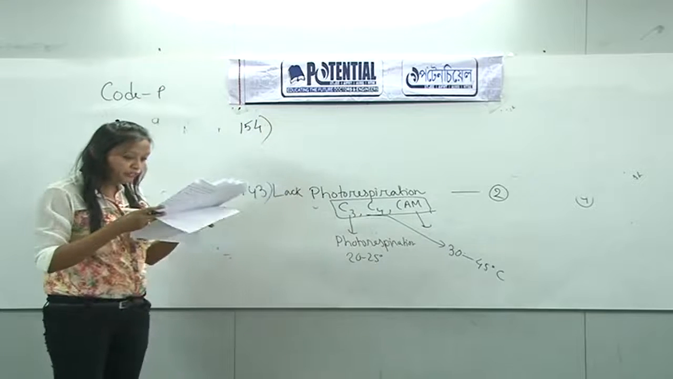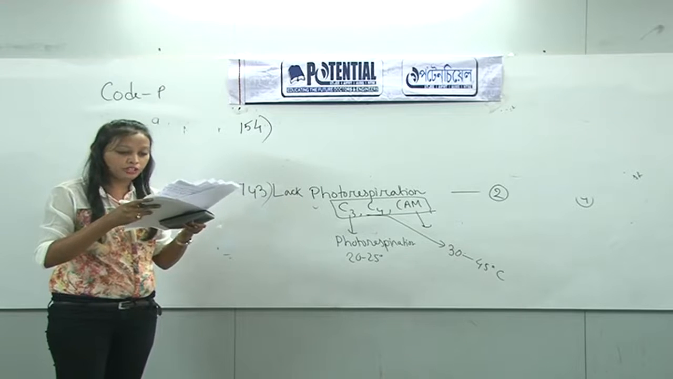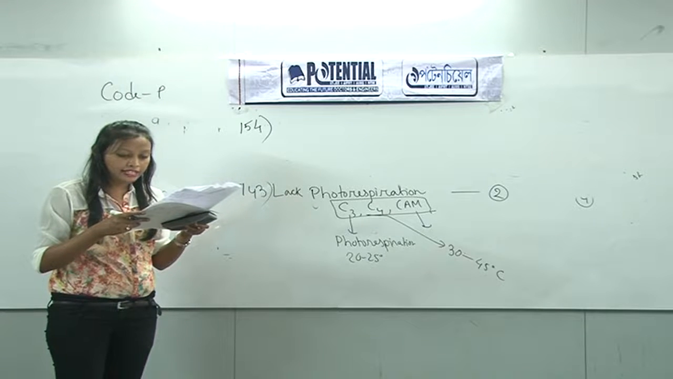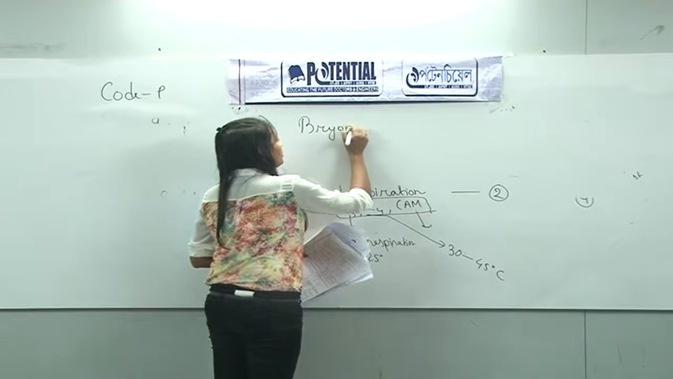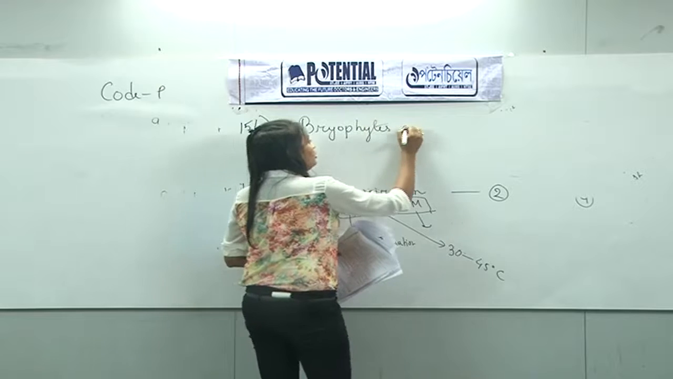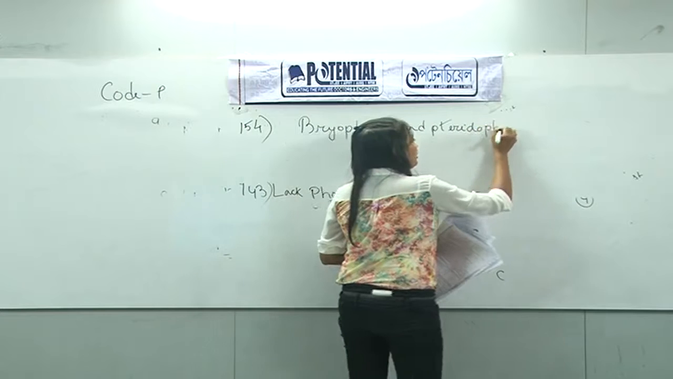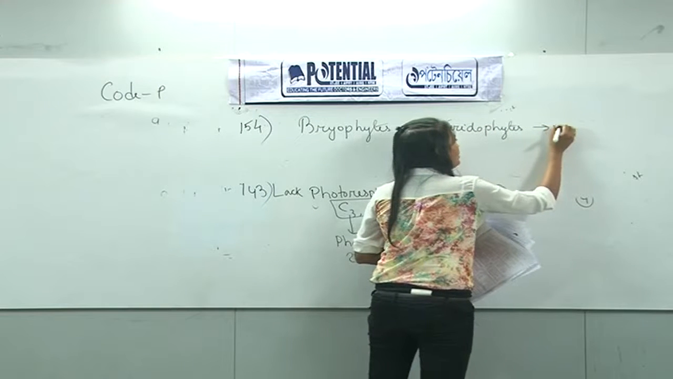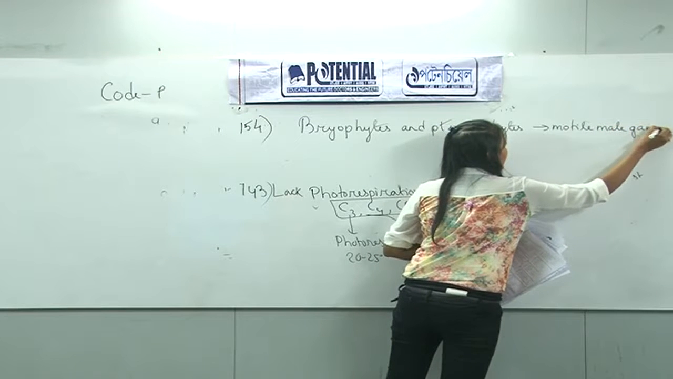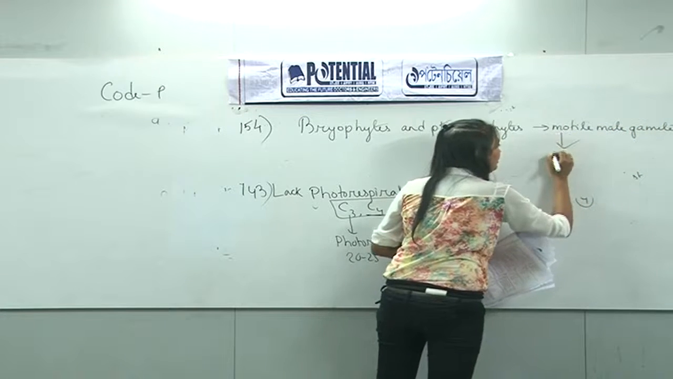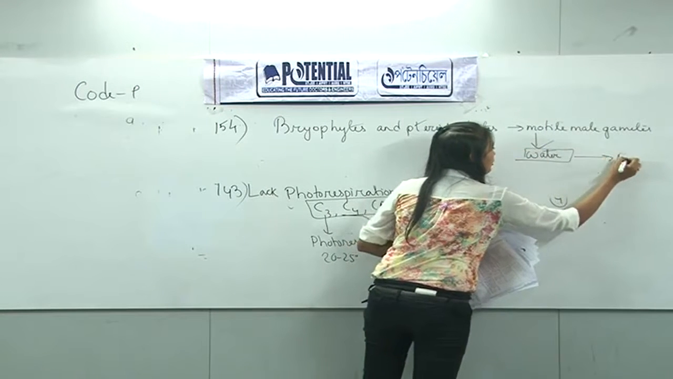Question number 154 is that in Bryophyte and Pteridophyte, transport of male gametes requires, and the options given are wind, insect, bird and water. So we know Bryophytes and Pteridophytes, in these two groups of plants, the male gametes are motile. That means they have flagella, and normally they release the male gametes in water, which carries the gametes to the female reproductive organ.